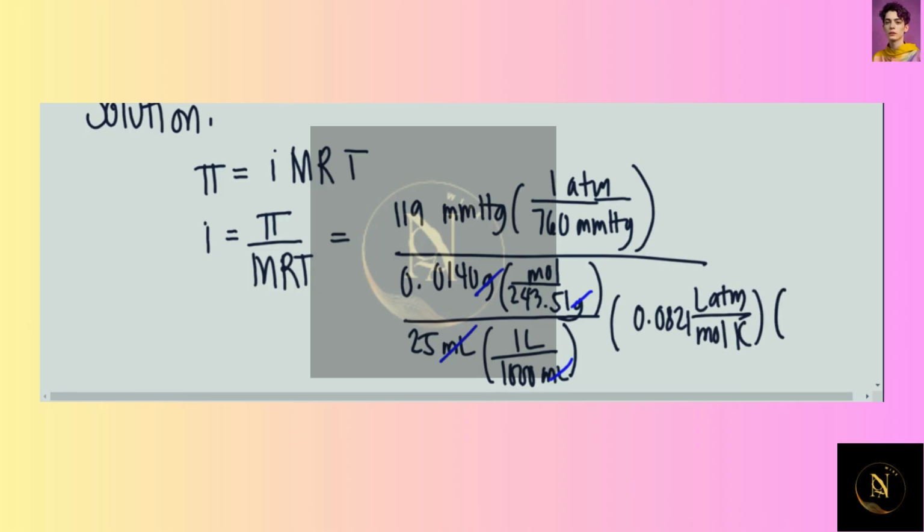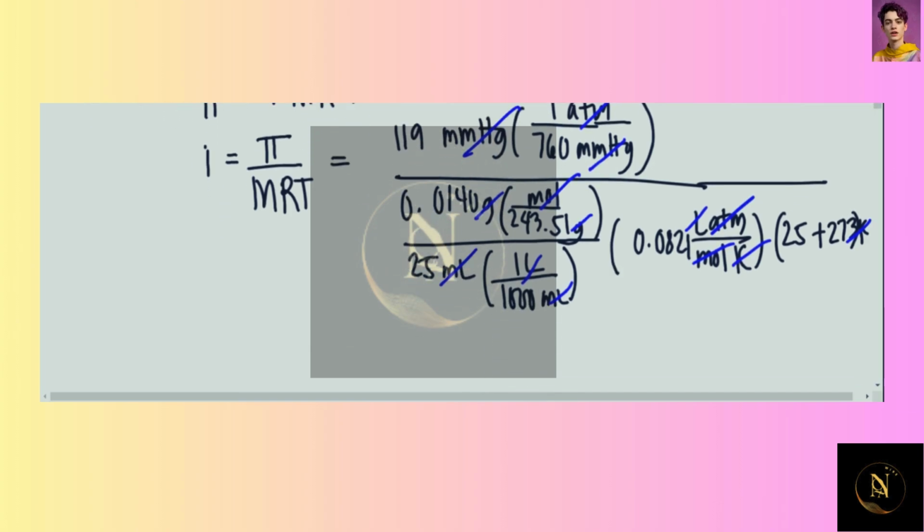And then the temperature is 25 degrees Celsius, so we need to add 273 for this to be in Kelvin. As you can see, you'll be able to cancel the moles here, and also the liters here, and mmHg and atm. Okay, so I will be unitless. For this, we should get 2.8, or we could write this as 3.